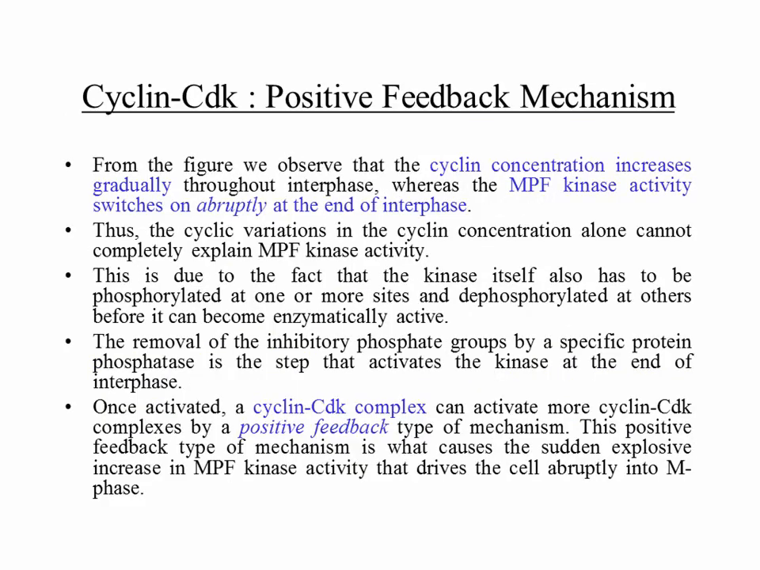Now, from that figure that I showed you, we observed that the cyclin concentration increases gradually throughout interphase, whereas the MPF kinase activity switches on abruptly at the end of interphase, right? So the cyclic variations in the cyclin concentration alone cannot completely explain the MPF kinase activity, right? This is due to the fact that the kinase itself also has to be phosphorylated at one or more sites. It itself has to be activated, okay, through kinases and phosphatases. So it has to be phosphorylated at one or more sites and dephosphorylated at some others before it can become enzymatically active, right?